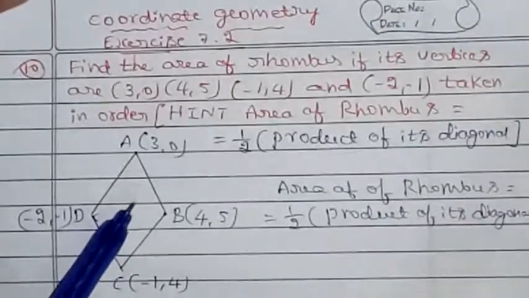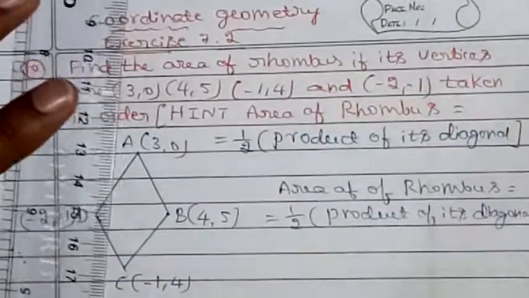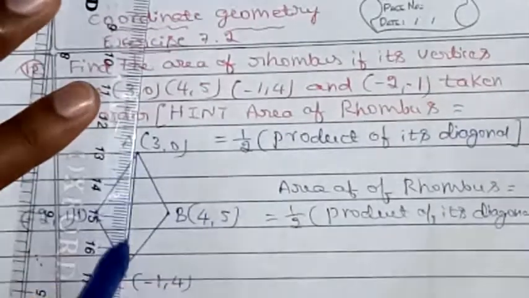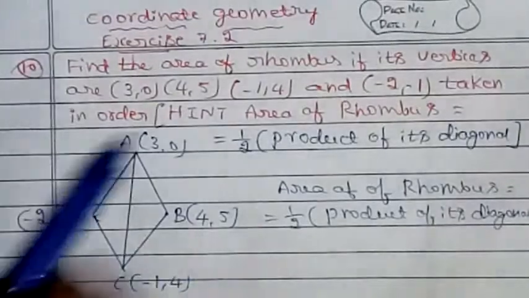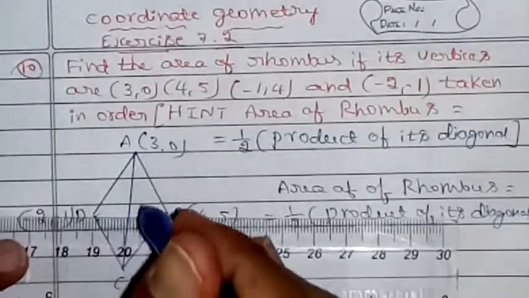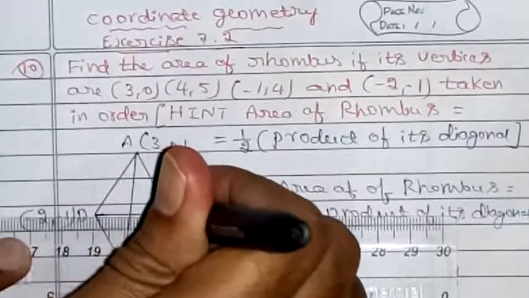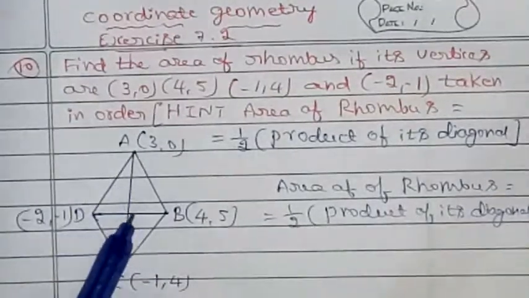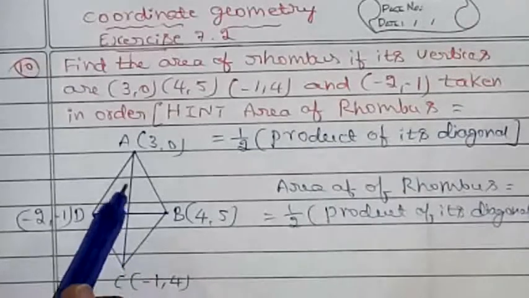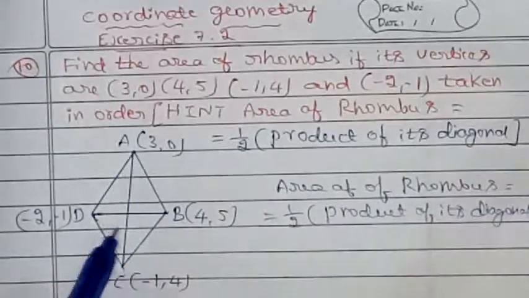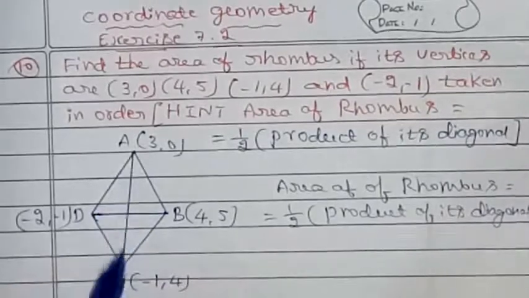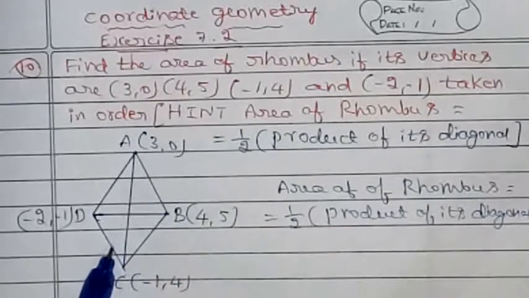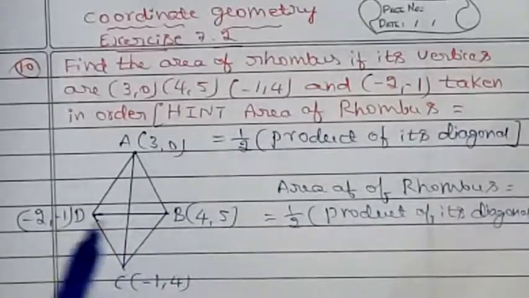So here I'll write the diagonals. I'll join A to C, so that is a diagonal. And I'll also write the diagonal BD. Right. So the product is nothing but its multiplication, right? Therefore half into the product of its two diagonals is nothing but the area of a rhombus. Now what are the diagonals here? AC and BD are the diagonals.